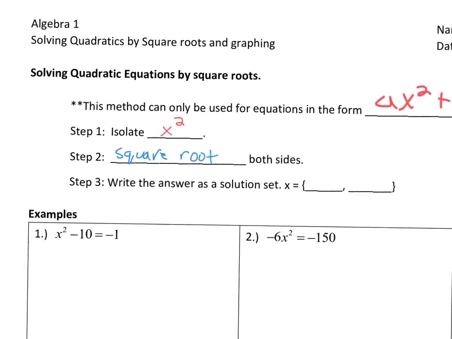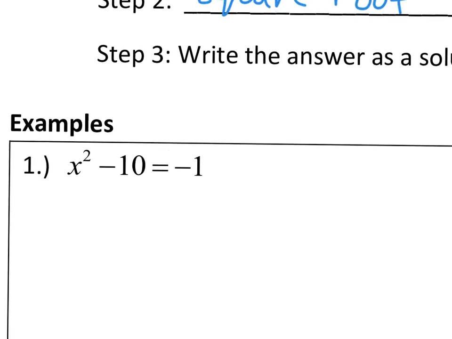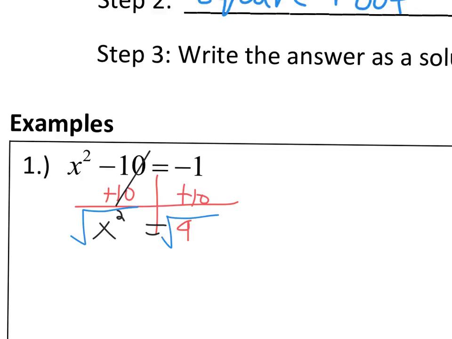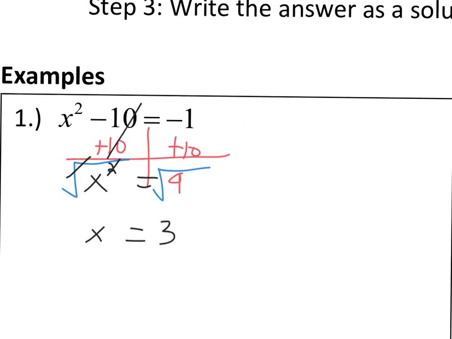All right. Number one, just move everything away from the x squared. So this negative 10 is on the same side, so we have to put plus 10 and plus 10. That's going to leave you with x squared is equal to negative 1 plus 10, which gives you positive 9. And then now all you have to do is take the square root of x squared and the square root of 9. When you take the square root of something squared, the square root and the squared cancel out. So now you're just left with x by itself is equal to the square root of 9, which is going to give you 3.